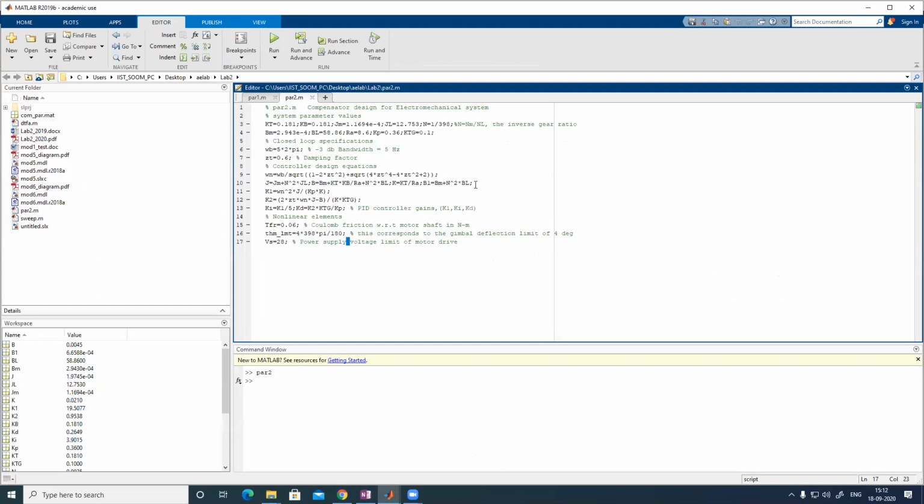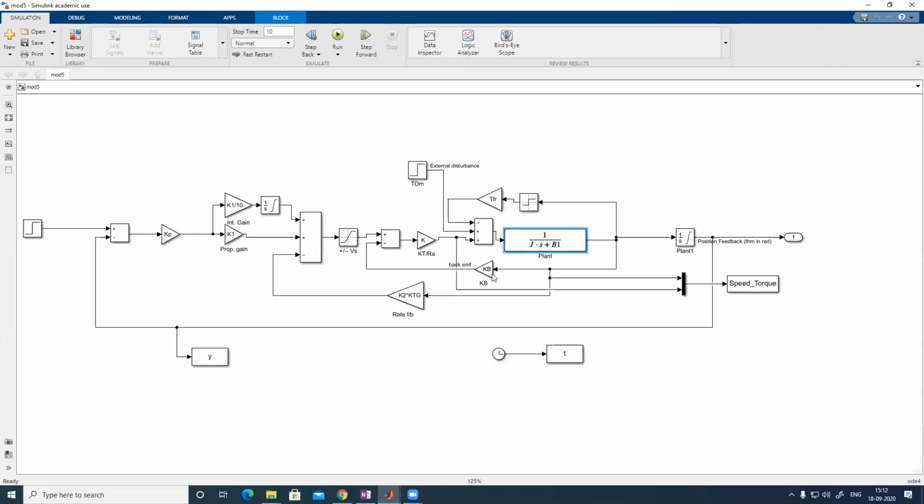B1 is Bm plus n square Bl, and B is plus Kt Kb by Ra, but I am taking this Kt Kb by Ra in the feedback loop. So both the transfer functions are the same, but for some other purpose we are taking this B1 and Kb outside, because you have to model the friction. Friction is proportional to this rate, omega m.